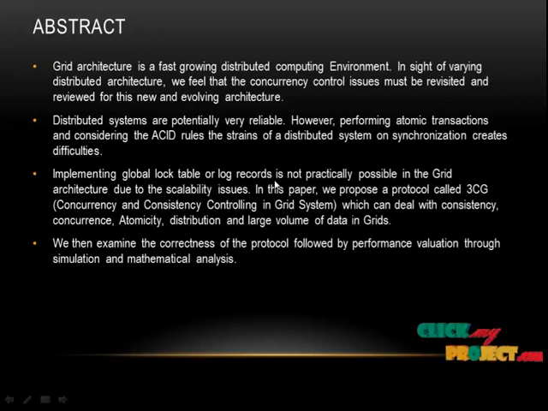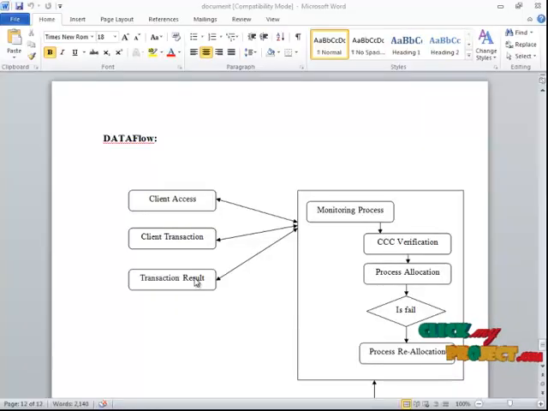Implementing a global log table for the log records is not practically possible in grid architecture due to scalability issues. This is the main issue present in a grid architecture. In this paper, we propose a protocol called CCC, that means 3CG in grid system, which can deal with the consistency, concurrency, atomicity, and distribution of a large volume data grid. We then examine the correctness of the protocol, followed by a performance validation through simulation, and the simulation results. Here we are going to see the data flow of the process.